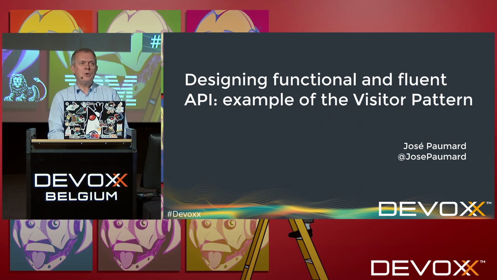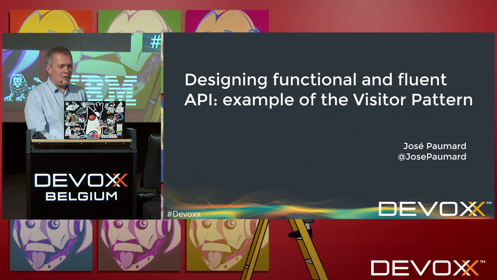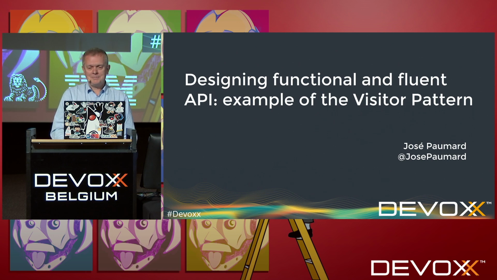Designing functional and fluent API. So it's really nice. We have two trendy keywords there. We're on the full hype. Example of the visitor pattern, and everybody loves the visitor pattern. It's a very easy to implement pattern, very easy to understand, very easy to get wrong, very easy to mess with it. So yeah, let's do that.